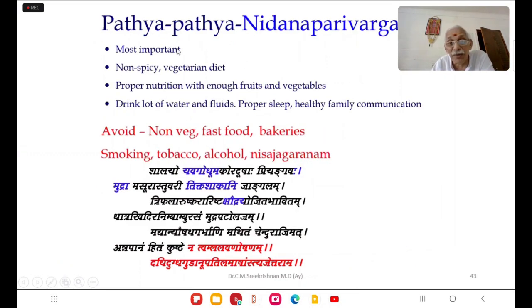So Pathya is very important. I told you that Pathya is very important to avoid the Nidana. Avoid non-veg, fast food, bakery, smoking, tobacco, alcohol, and night waking. Non-spicy vegetarian food is best. Proper nutrition with enough fruits and vegetables.